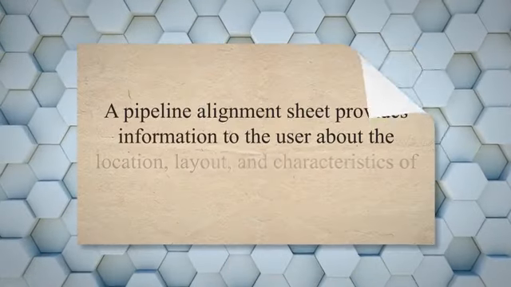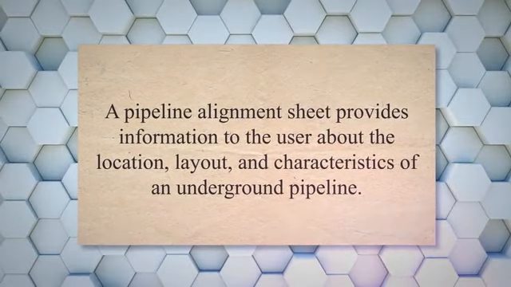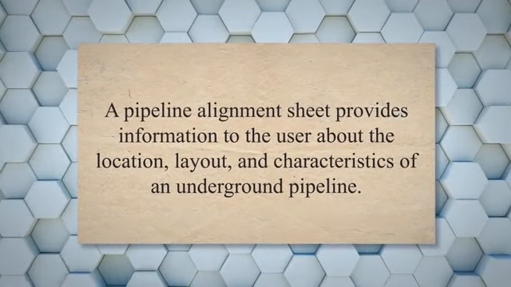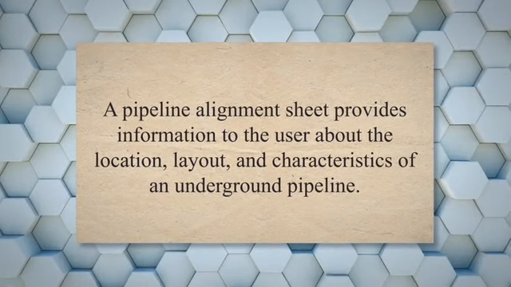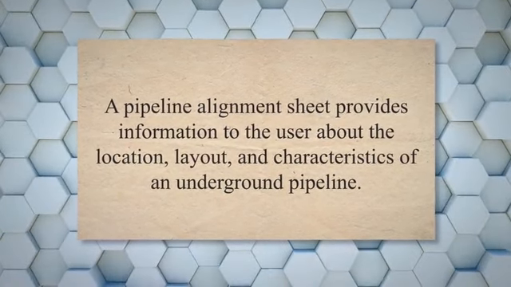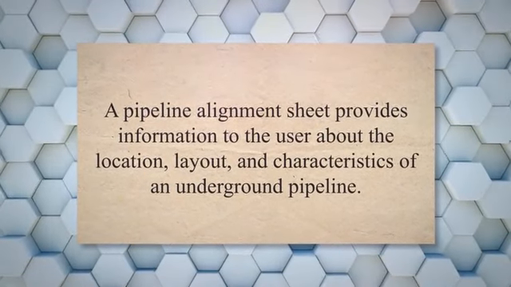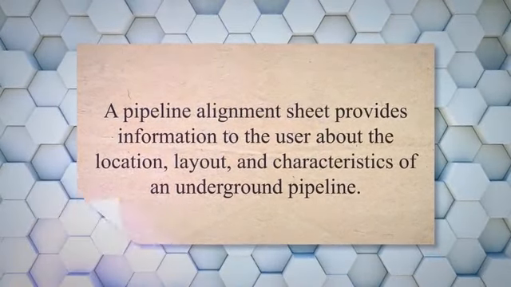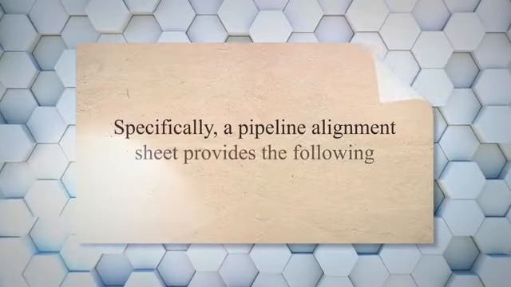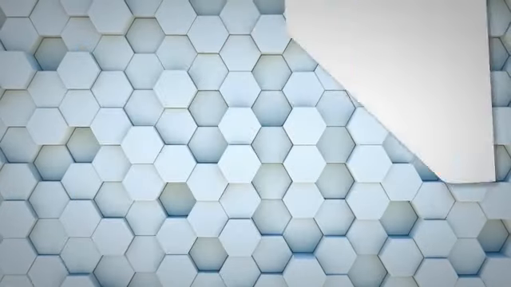A pipeline alignment sheet provides information to the user about the location, layout, and characteristics of an underground pipeline. This information is typically used by engineers, construction workers, and maintenance personnel to help them plan and carry out activities related to the pipeline. Specifically, a pipeline alignment sheet provides the following information.